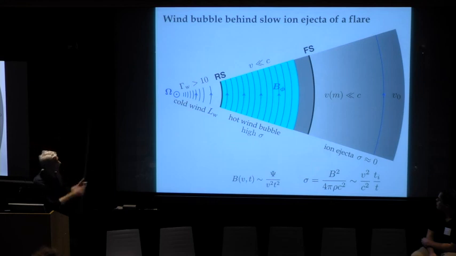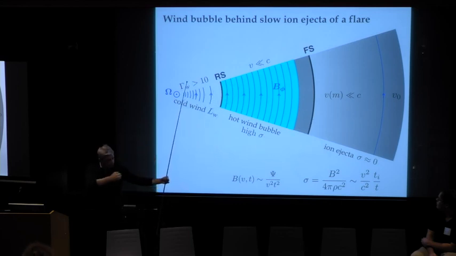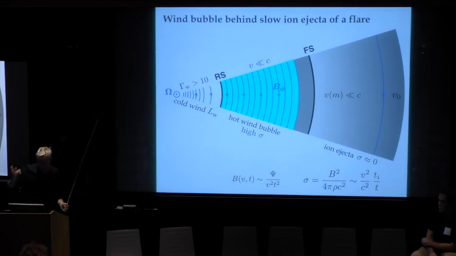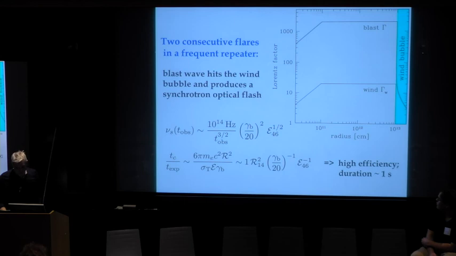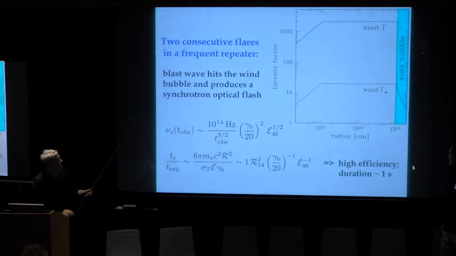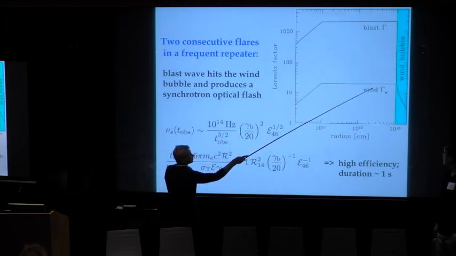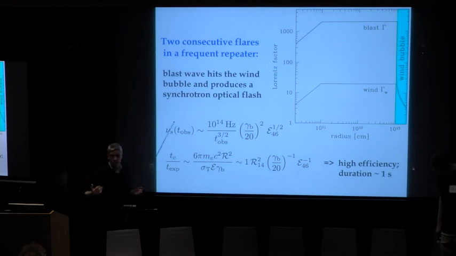And also, I don't think that the sigma in this wind can be comparable to 1. It's dramatically suppressed just because this ion ejecta is homologously expanding, and so flux freezing tells you that sigma is less than 10^-4. So what should be happening, and just one more minute, when you hit this bubble is that you produce an optical flash, because as the blast wave hits the swept-up bubble, it suddenly decelerates and its coherent synchrotron power is dramatically boosted.